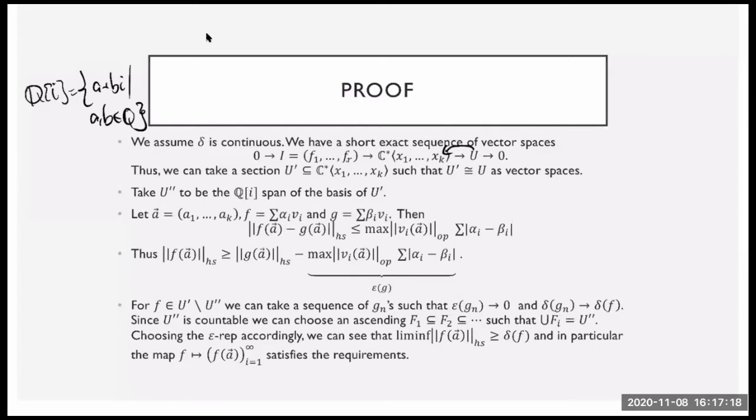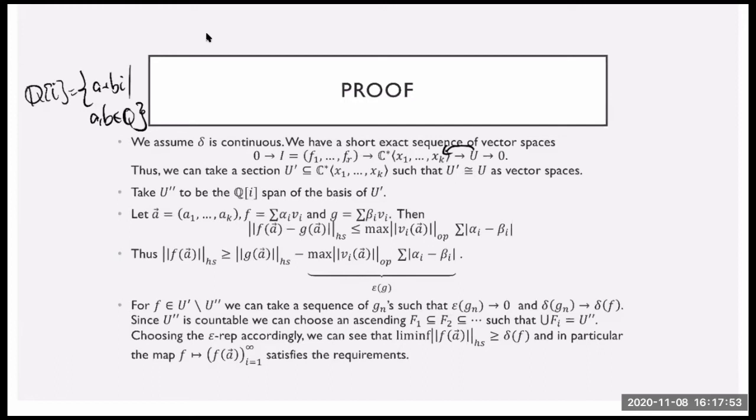Now I want you to know the following thing. If you take a vector of matrices, some sequence of K matrices, and you take two elements inside U prime, every element inside U prime is a linear combination of a finite subset of the basis, right? So F is the sum of alpha i v i, and assume that F and G are represented using the same elements of the basis. This is without loss of generality. Then I want to bound from above the difference in their Hilbert-Schmidt norm using only the coefficients. So how do I do that?